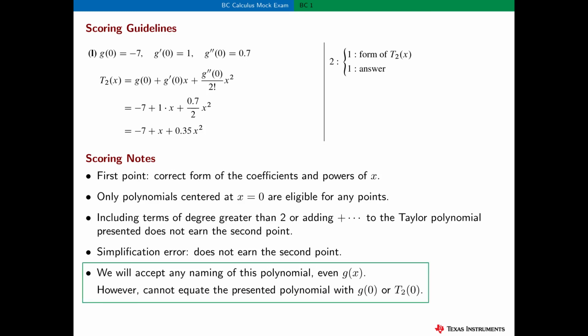And finally, in this case, it's okay to call this second-degree polynomial almost anything, like q of x, or r of x, or even g of x. However, the student cannot equate this polynomial to a specific value, like g of 0 or t sub 2 of 0. This would not earn the answer point.